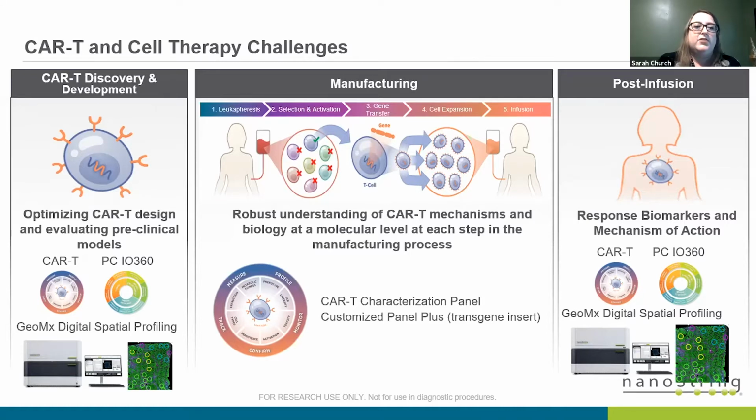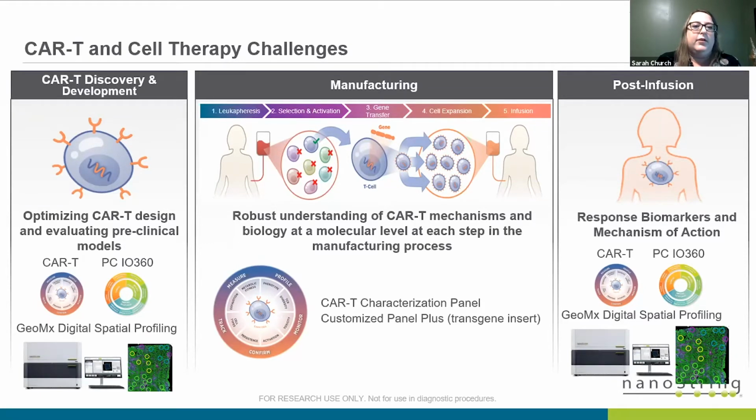Additionally, we have spatial techniques with our GeoMx Digital Spatial Profiler that allow us to look at humanized preclinical models, particularly looking at CAR-T cell infiltration, as well as different changes in the tumor microenvironment spatially.